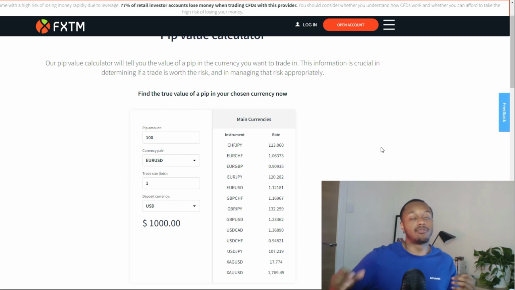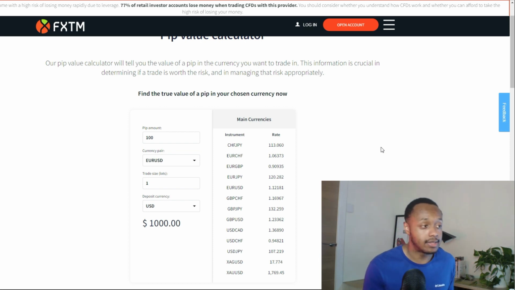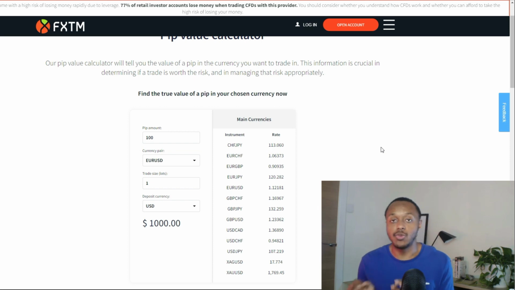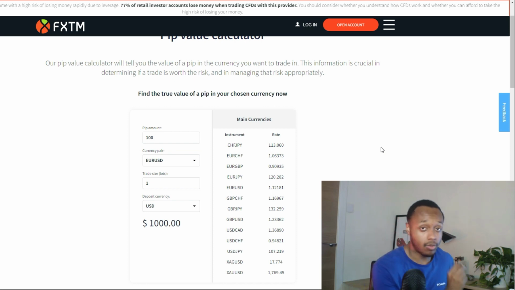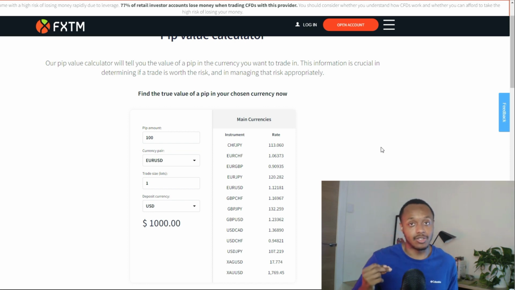So let's say, for example, we have a 20 pip stop loss size for our trade, and let's say we only want to risk 2% for this trade, and let's say that 2% in monetary value is around $100. So let's say we're only going to risk 2% for this trade, stop loss size 20 pips, which equates to $100.